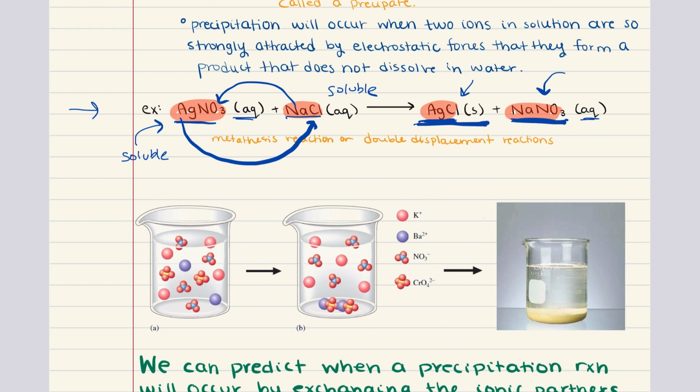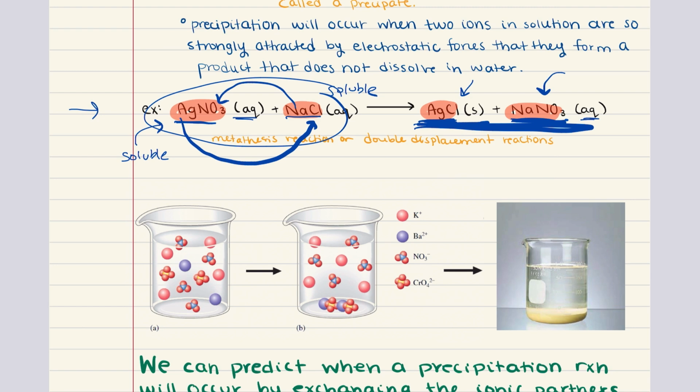What this illustrates is that precipitation reactions are examples of what is called a double displacement reaction, in which the reactants exchange ionic partners. Therefore, we can predict when a precipitation reaction will occur by exchanging the ionic partners and then checking the solubility of the products to determine if there is an insoluble product, thereby concluding that this is a precipitation reaction and that the insoluble product precipitates out of the solution.